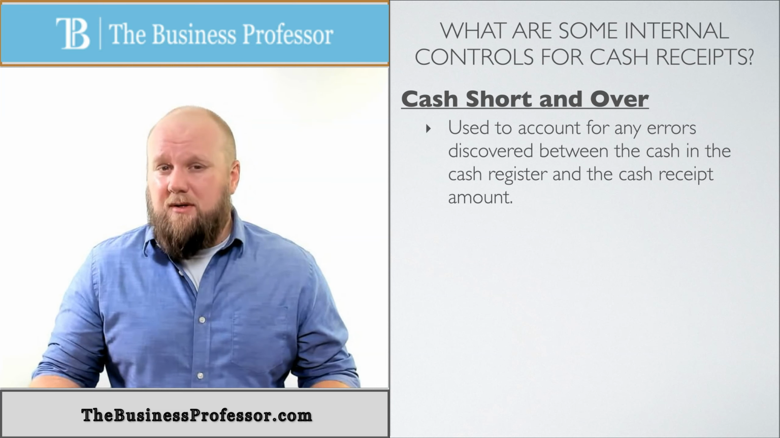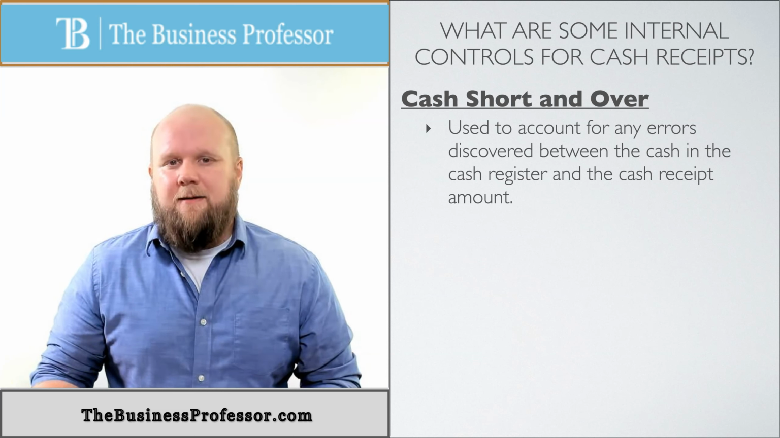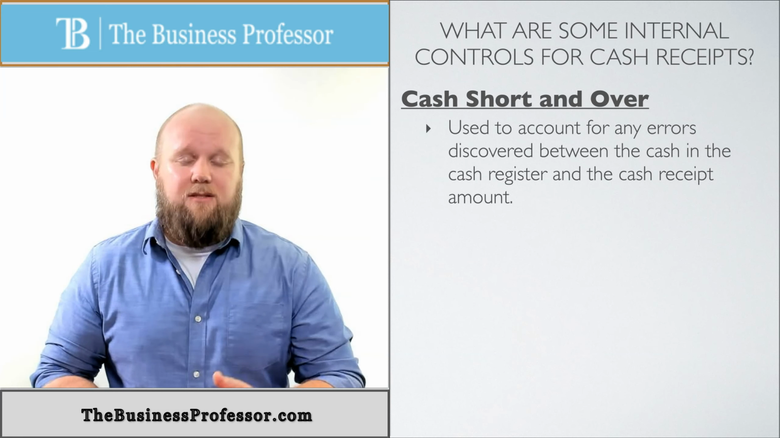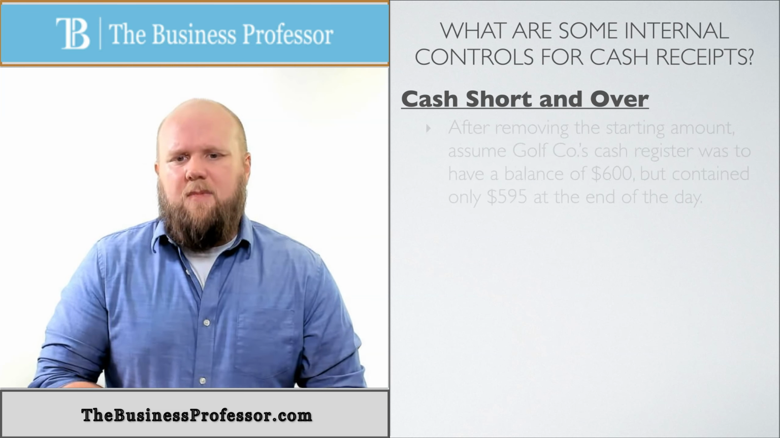So when we're doing the journal entry for that, we want to make sure that they match. Our debits have to equal our credits. And sometimes if we're over or we're short, we have to use an account to force that match with the debits and credits. And that's what we're using with cash short and over. Let's look at an example of this real quick to see how this works.